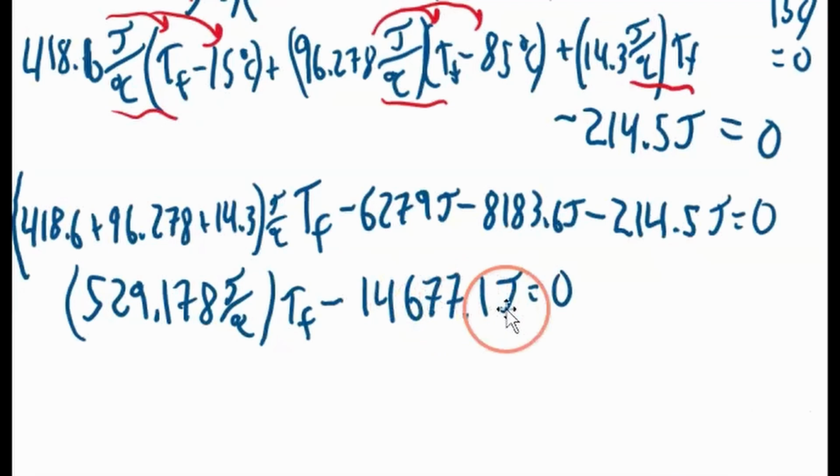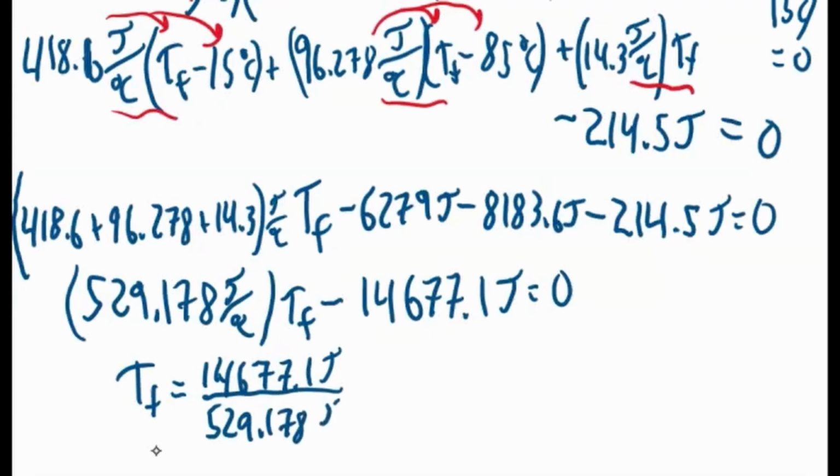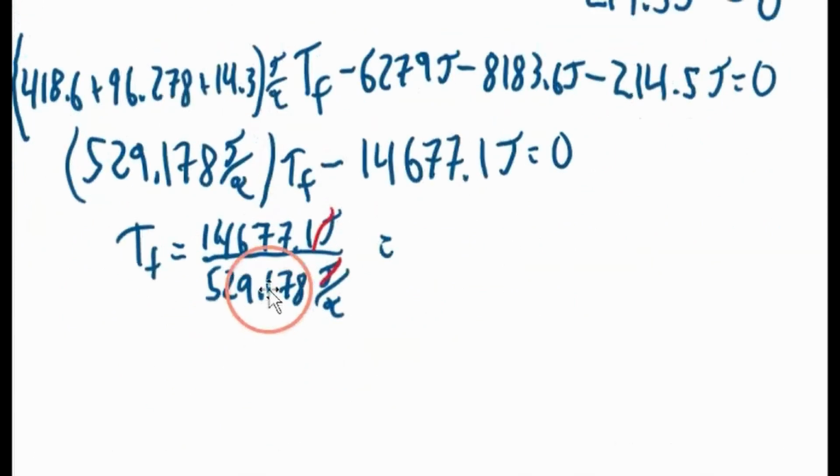We'll transpose this to the other side and divide by this number so that we can solve for T final, and that's 14677.1 joules over 529.178 joules per degree Celsius. And before we calculate it, it's nice to check our units. Joules cancel. We're left with 1 over degree Celsius in the denominator. So if we flip, this unit becomes the top. So it becomes degrees Celsius.